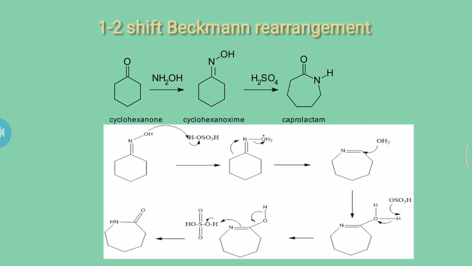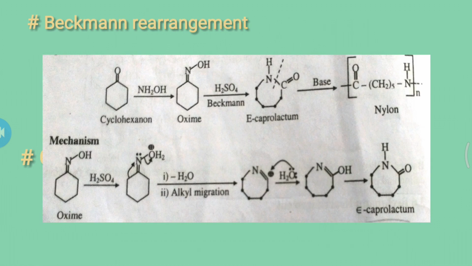And this reacts to form a caprolactam, and this caprolactam is used in the synthesis of nylon 6. This is the mechanism of the Beckmann rearrangement reaction. So another example of the Beckmann rearrangement: cyclohexanone converts to oxime, and oxime converts to epsilon caprolactam, and this epsilon caprolactam reacts with base to form a nylon 6 polymer. Okay, this is the mechanism of the Beckmann rearrangement reaction, formation of epsilon caprolactam.